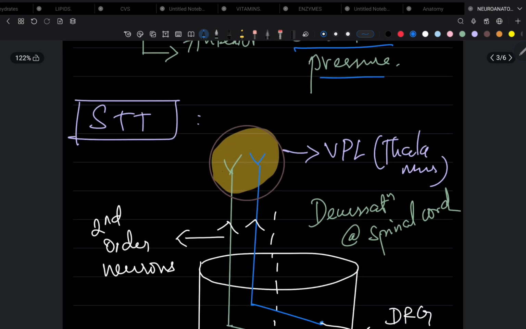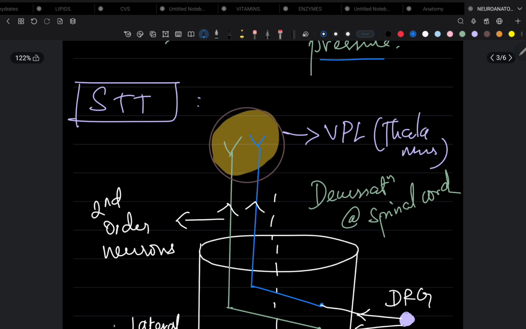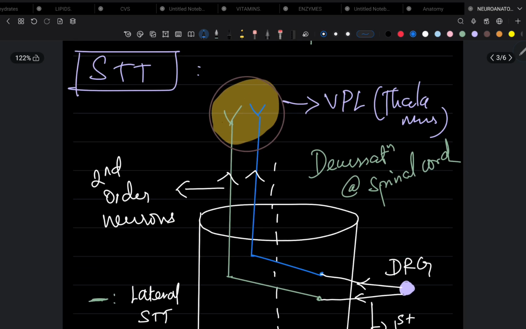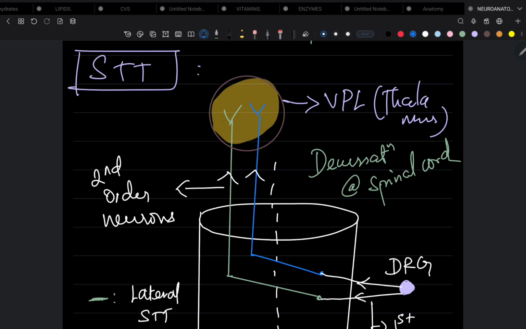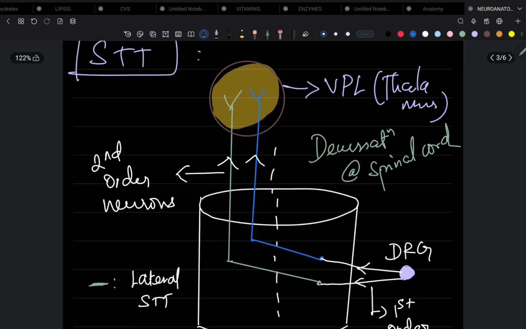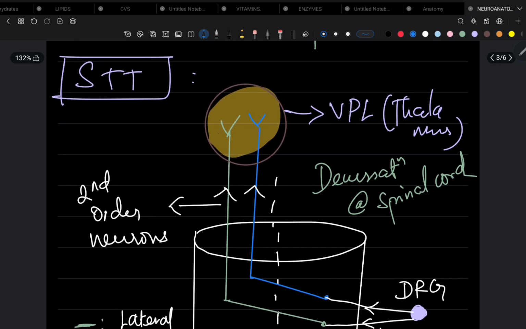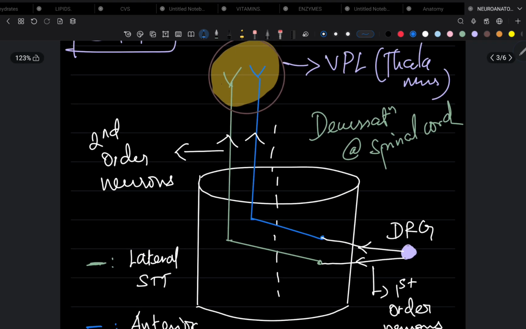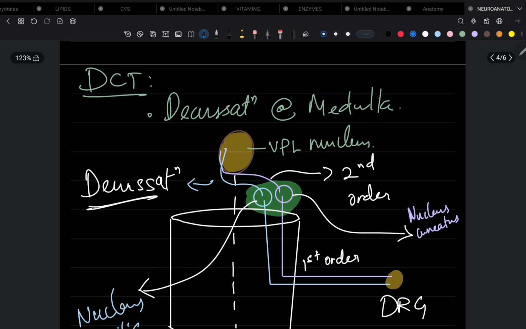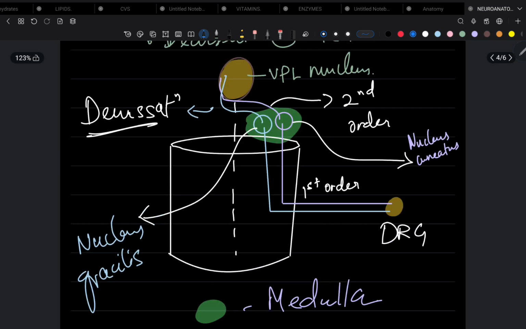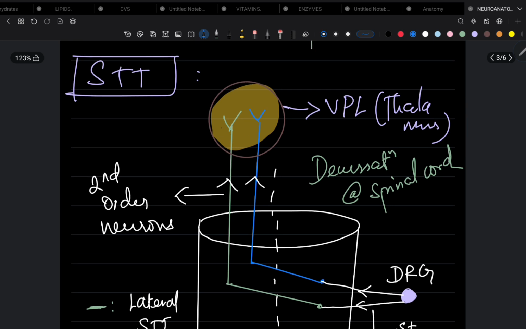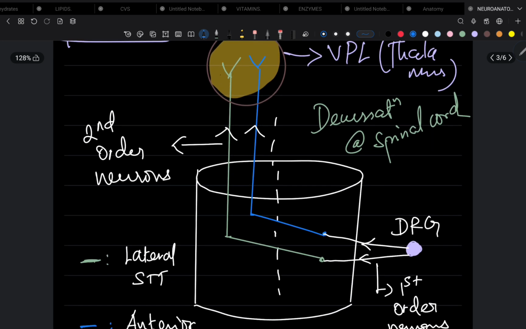And coming to the pathways of the tracts, where they decussate and where they relay. These are the important topics, and it will also be useful when we study brainstem syndromes in general medicine. So these tracts and their pathways are the baseline for understanding the brainstem syndromes. So first we will see about the pathway of spinothalamic tract.